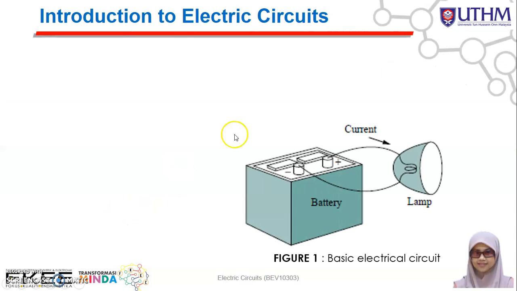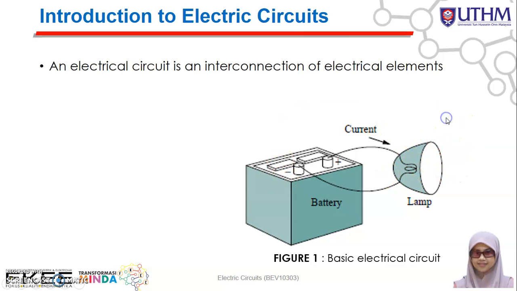Let's say you are given this kind of figure, which represents the basic electrical circuit. You have a battery here, you have a lamp here, and you have a wire connected between the battery and the lamp. When you have a different potential of voltage here, it will cause the current to flow from the battery to the lamp. So when you have this kind of complete circuit, the lamp will be turned on.